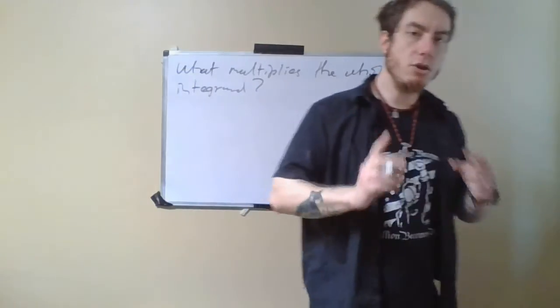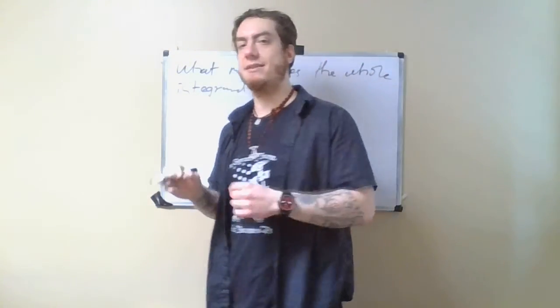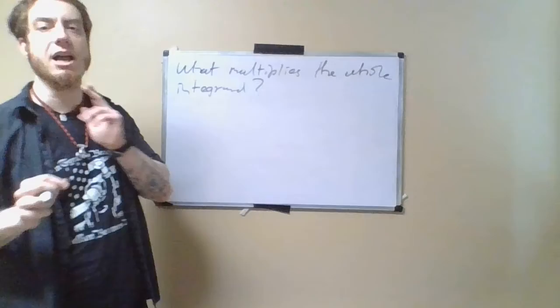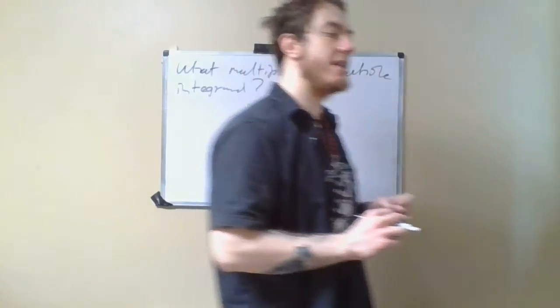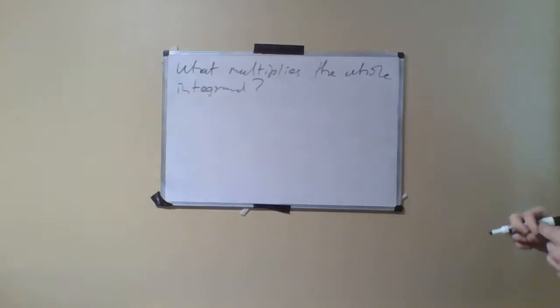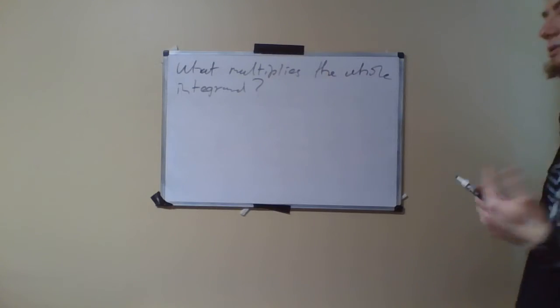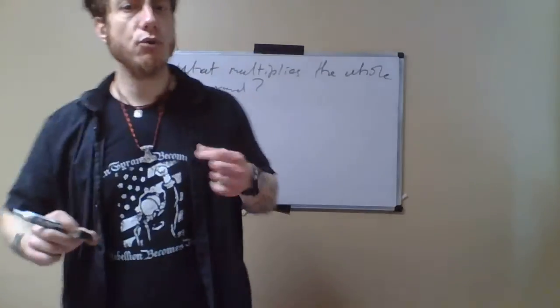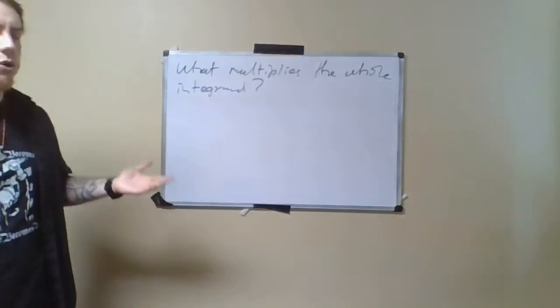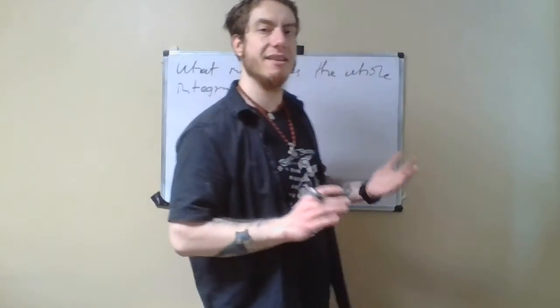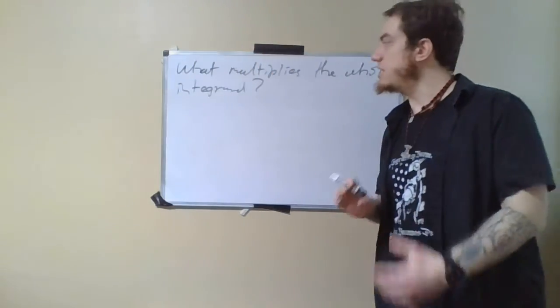Because my du is going to need to multiply the entire integrand. It can't just multiply part of it. And because of that, you're really looking for what multiplies the whole integrand. And when you look for that, there's really probably only going to be a few possibilities there. And those are going to be your du.